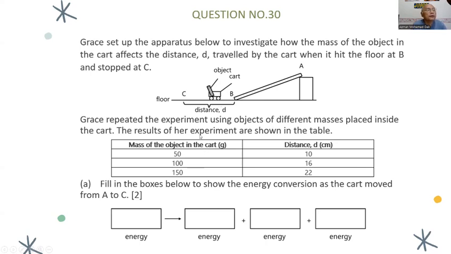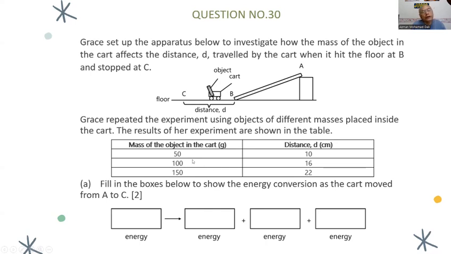So Grace repeated the experiment using objects of different masses placed inside the card. The results of her experiment are shown in the table. Okay, so this is the result that she obtained. So you can see here, mass of the object changes from 50 to 100 to 150. Okay, distance 10, 16, 22. So you can see very clearly there is a pattern here.